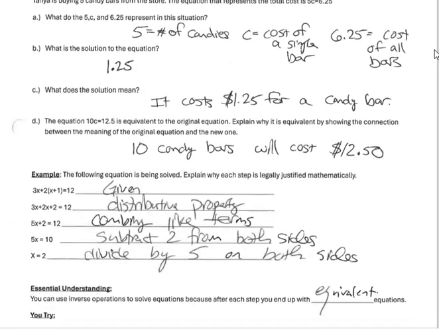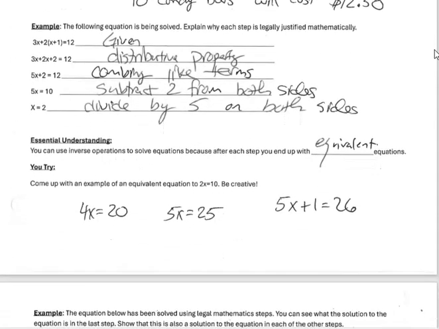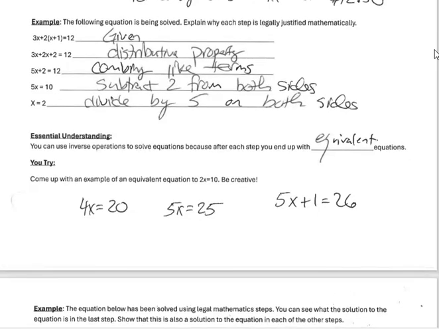So what that brought us to was finding out that if you do legal moves, the book calls them legal moves, and that is, as I said, adding the same thing to both sides, or subtracting the same thing from both sides, or multiplying both sides by the same thing, or dividing both sides by the same thing, you will always end up with equivalent equations. So when we look at this example right here, you explain the different legal steps that they did. They distributed, then they combined, then they subtracted 2 from both sides, and then they divided by 5 on both sides. And all of those are legal moves.